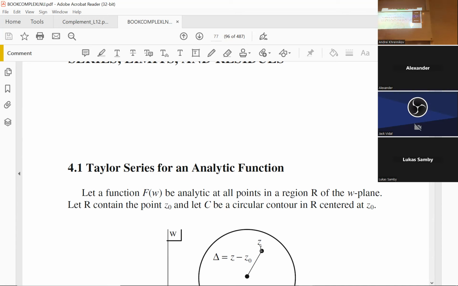So our aim now is to prove that any analytic function can be expanded into a Taylor series, and this Taylor series converges to our function. The previous story was very long. We started with the Cauchy-Riemann conditions, which were conditions for a function of 2 variables.